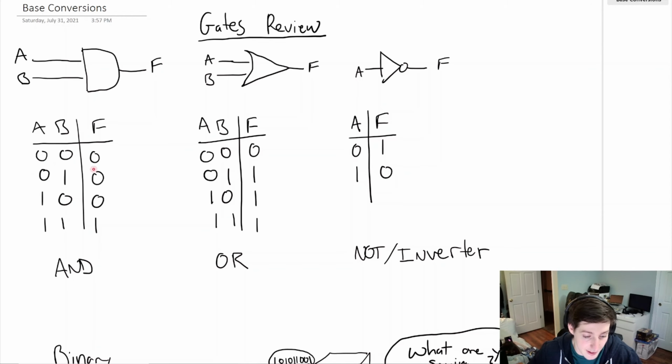Now for the AND gate, the output is only high, or a 1, if both A and B are also high. Following the same table for the OR gate, the output is high if A or B or a combination of A and B are high. And for the inverter, the output is the opposite of the input. So when the input is low, the output's high, and when the input is high, the output is low.